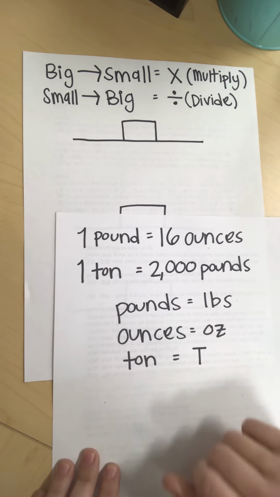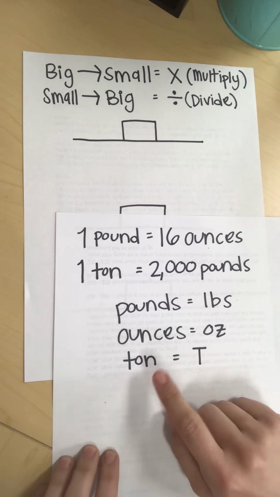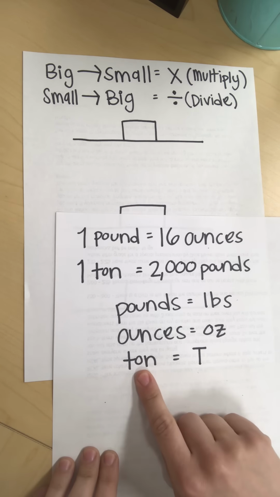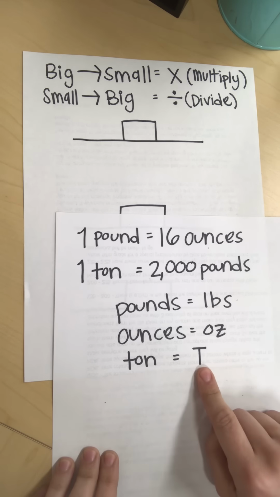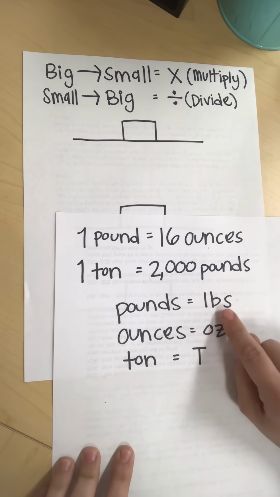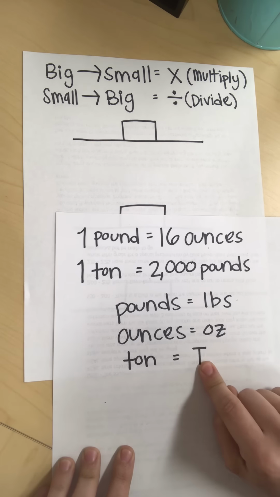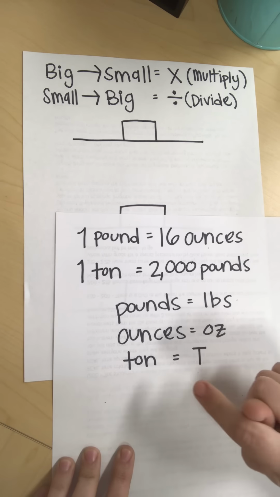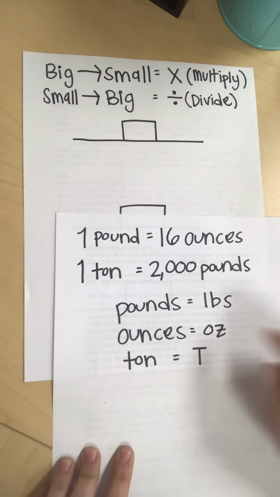We're going to learn about fluid ounces later on in this chapter. Here we have tons, and that is represented by a large T. So you might see the words spelled out, or you might see the abbreviations. Don't forget to look at your blue arrow sheet and refer back to that as you complete your assignment.